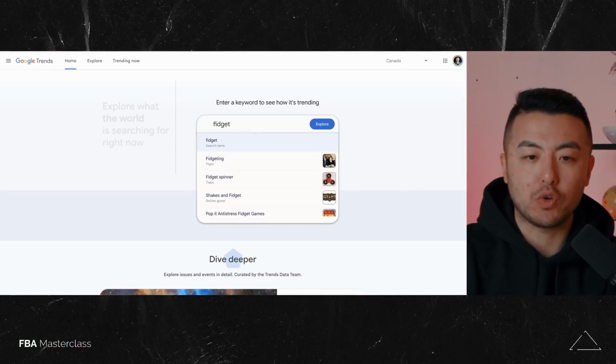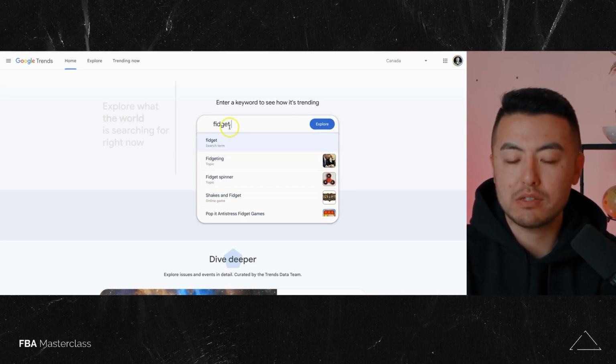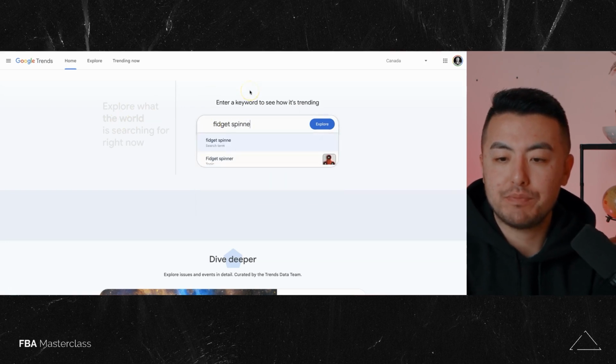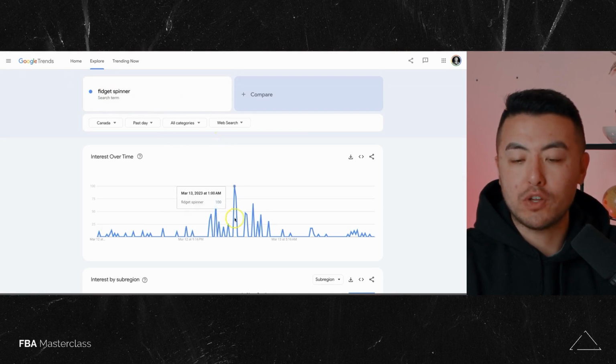So this is a tool called Google Trends. All you need to do is go to Google and type in Google Trends, or go to trends.google.com, and you'll see something like this. So type in fidget spinner, click explore. And it's actually going to give you the historical search volume of this keyword on Google. So that's really cool.